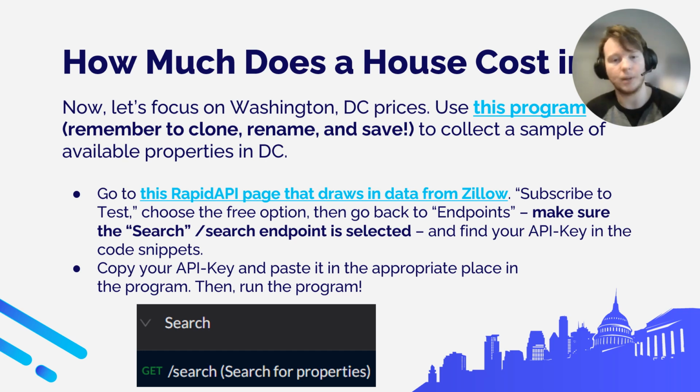Students should subscribe to test, choose the free option, and then go back to endpoints. Make sure that the search or /search endpoint is selected and find their API key in the code snippets. Students have done this a couple times now where they grab links and URLs and things like that from an API page and set up their program. So hopefully this is mostly review, but you might want to encourage them to look back at their previous work in case they're struggling to do this again. It has been a couple lessons.